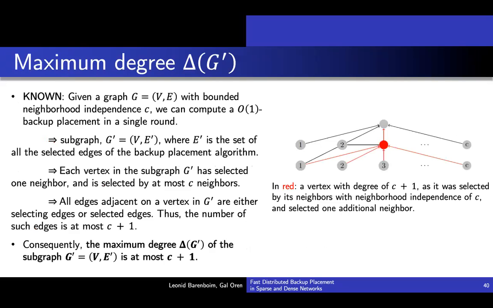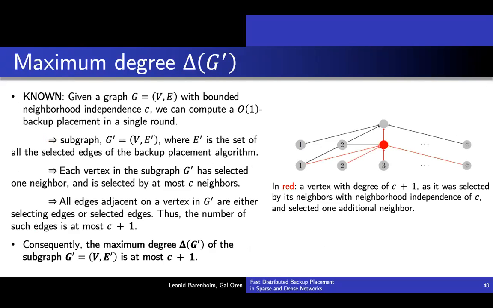As shown in the previous slides, given a graph G(V,E) with bounded neighborhood independence C, we can compute an O(1) backup placement in a single round. This results in a subgraph G'(V,E'), where E' is the set of all the selected edges of the backup placement algorithm.